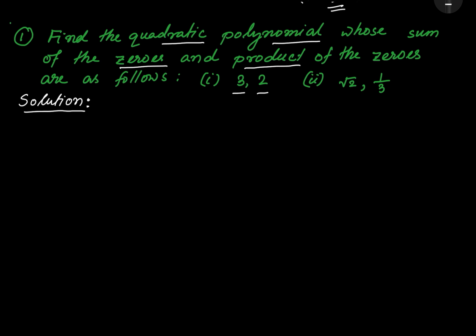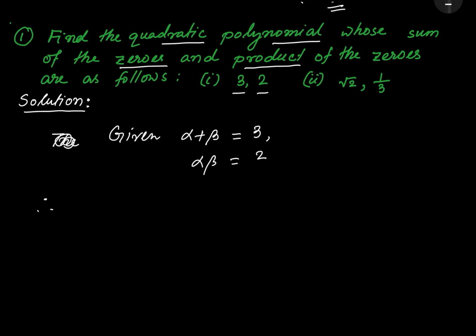So formation of quadratic polynomial, we can write the required. First given alpha plus beta, that means sum of the zeros is 3, and product of the zeros, that is alpha beta, equals 2, where alpha and beta are the zeros of the polynomial.